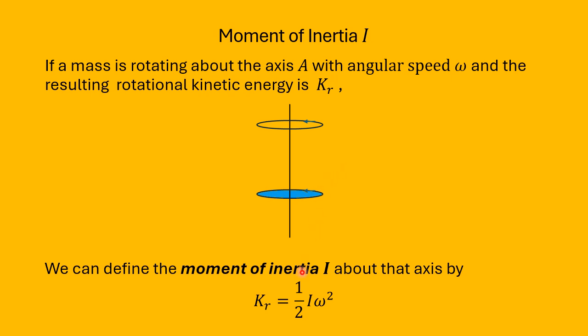We can define the moment of inertia I about that axis by this equation: k sub r, the kinetic energy, equals 1/2 I omega squared. So there's a relationship between the kinetic energy of rotation, the angular speed omega, and the moment of inertia I. We could solve this for I, which is what we're going to do later when we work out the example with this rotating disk. So the question then is, what is omega? What do we mean by the angular speed?